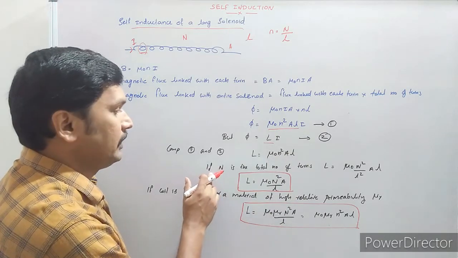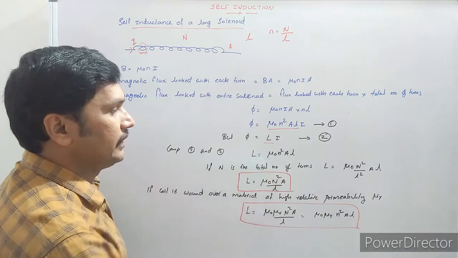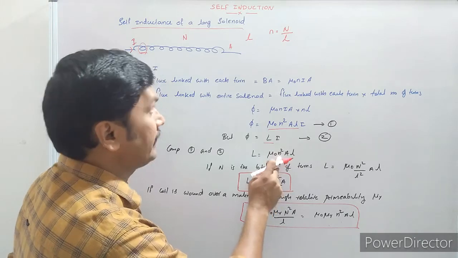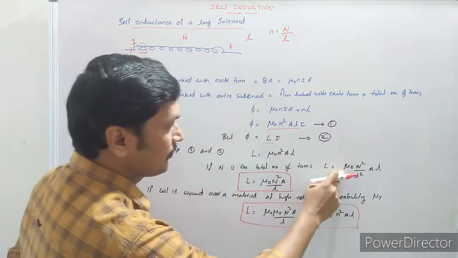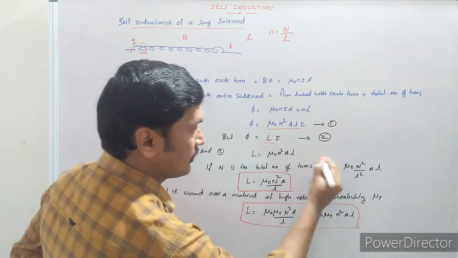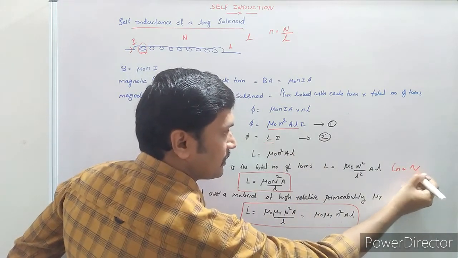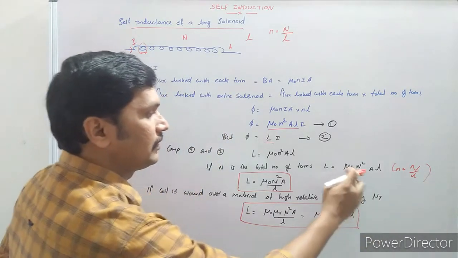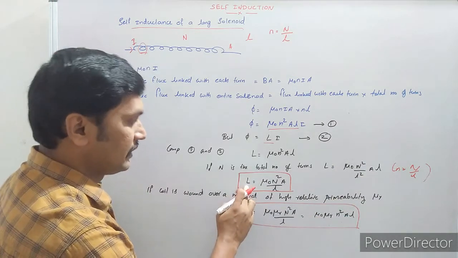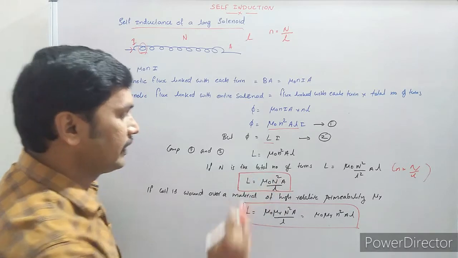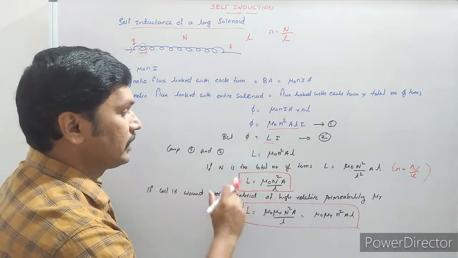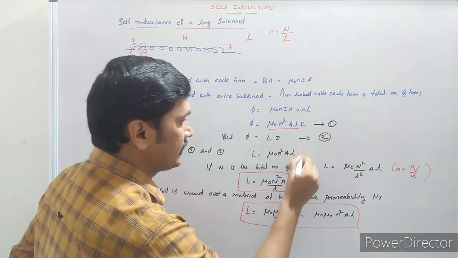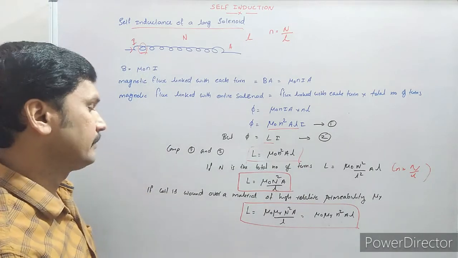We can write this in another form. If capital N is the total number of turns, we can write L in terms of capital N. Small n is equal to capital N divided by l. Substituting that, mu 0 N square by l square into A into l. l and l cancel, so we write L is equal to mu 0 N square A divided by l. This is the expression of the self-inductance of the solenoid in terms of the total number of turns, and the previous one is in terms of the number of turns per unit length.